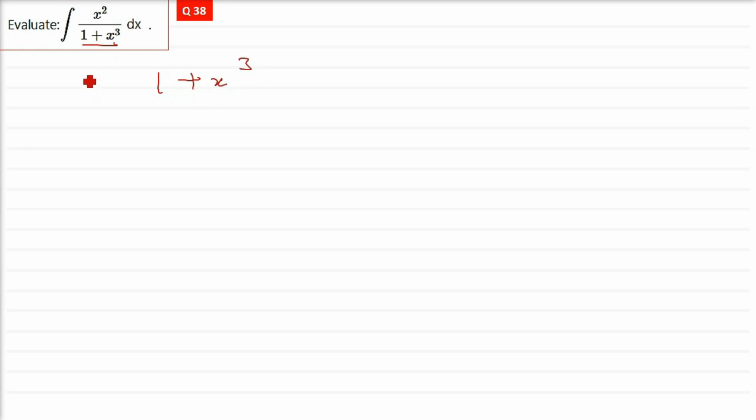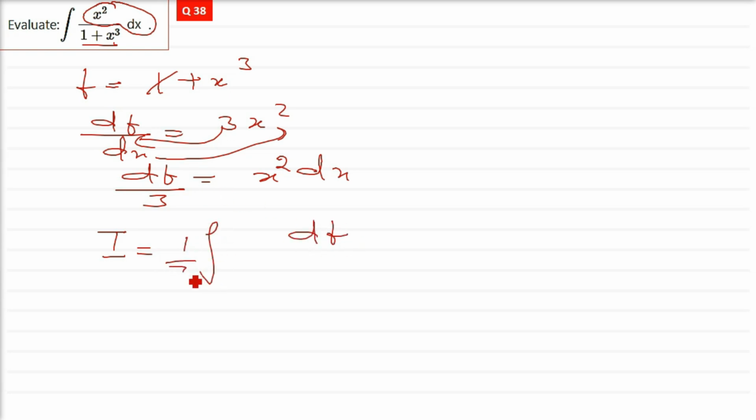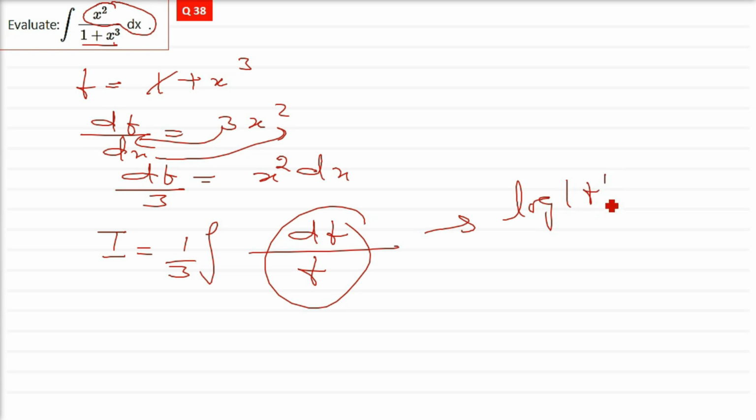You can take just 1 plus x cube as t. When you differentiate this, dt by dx will be equal to 3x square. That means x square dx will be dt by 3. The 3 you can bring in the denominator. So we have 1 by 3 integral of dt by t, in place of x square dx and 1 plus x cube, which is t only. Dt by t is simply log modulus of t, and t we have taken as 1 plus x cube, so you can just replace it in here.